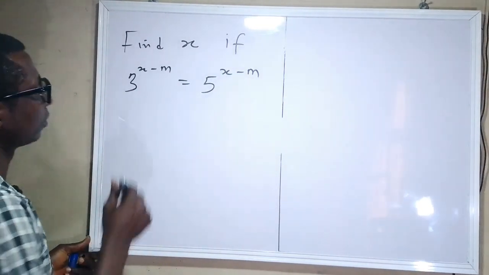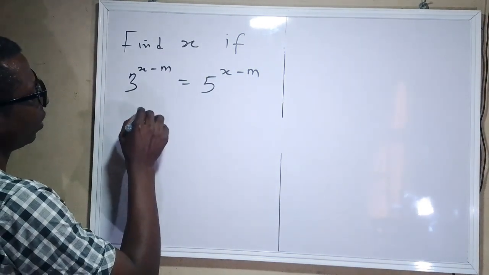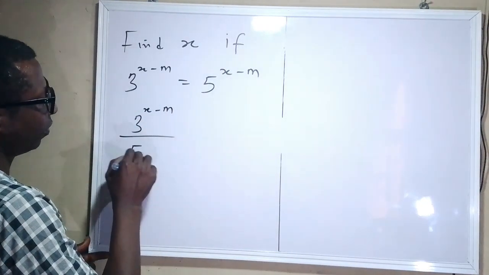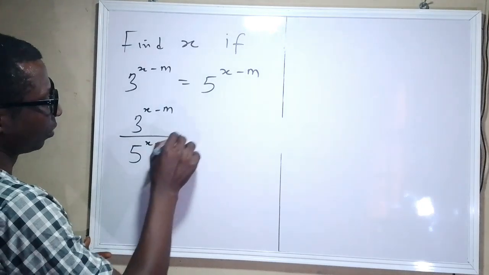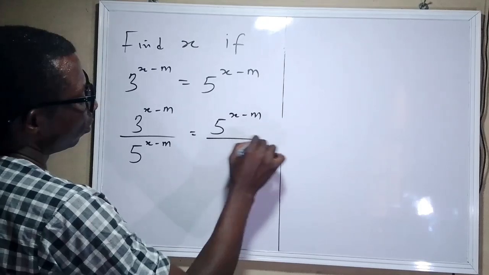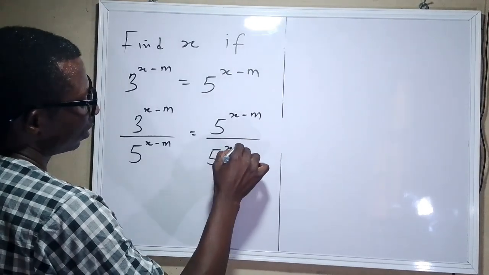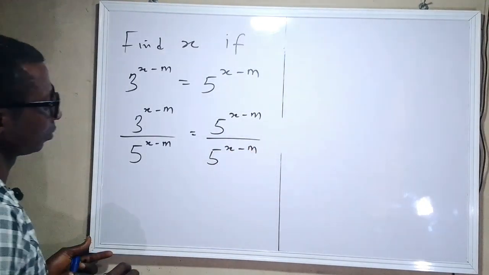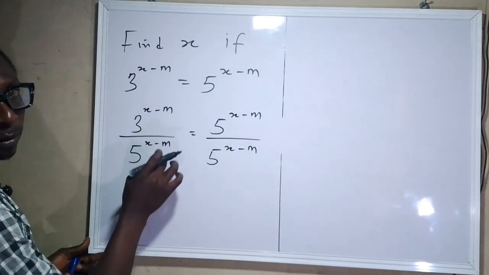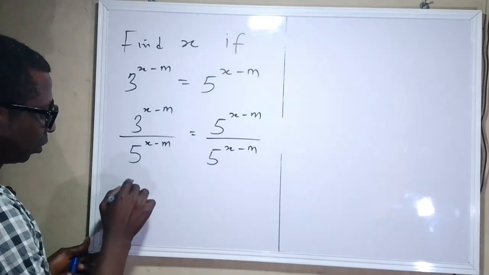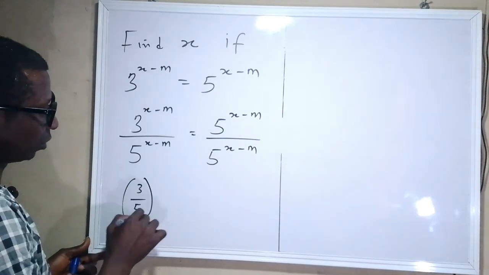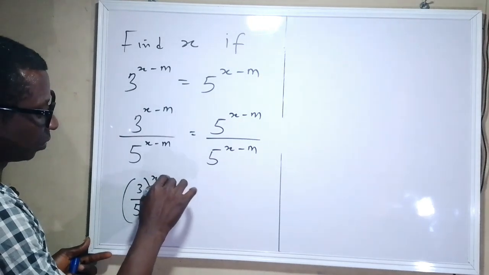So let's do that. We have 3 raised to the power of x minus m over 5 raised to the power of x minus n equals 5 raised to the power of x minus m over 5 raised to the power of x minus n. Now here you will factor out the power. So this turns to 3 over 5 raised to the power of x minus n.